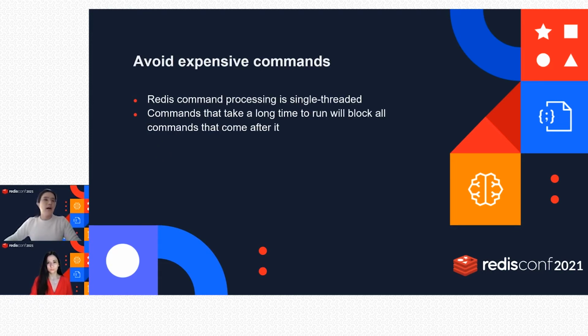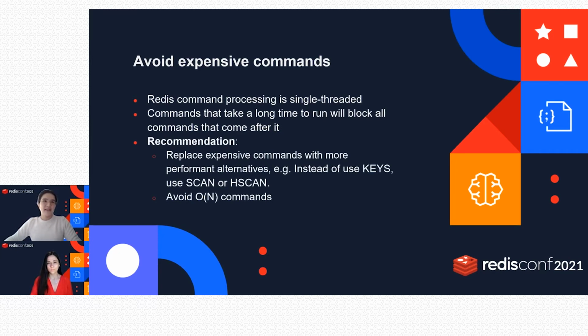Next one is to avoid expensive commands. Redis command processing is single-threaded, so a command that takes a long time to run will block all the commands that come after it. Our recommendation is to replace the expensive command with more performant alternatives. For example, instead of using KEYS, you can use SCAN or HSCAN. Our general rule of thumb is to avoid big O(N) commands because those are usually pretty expensive operations. For detailed information on the complexity of a certain command, you can refer to the redis.io documentation.